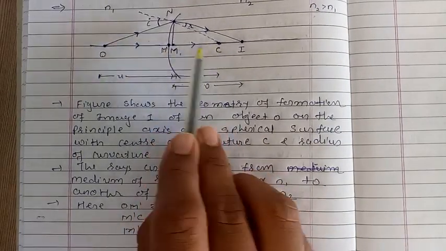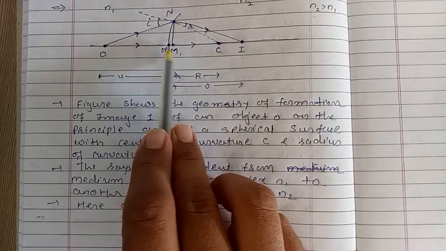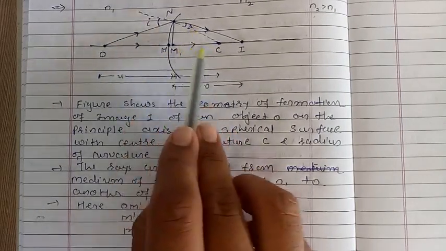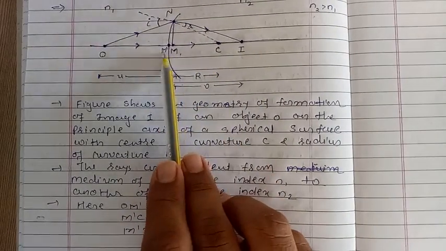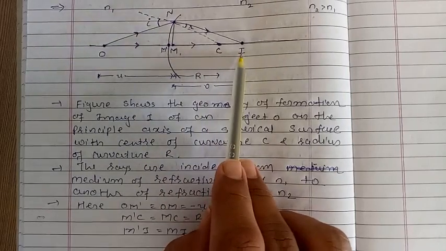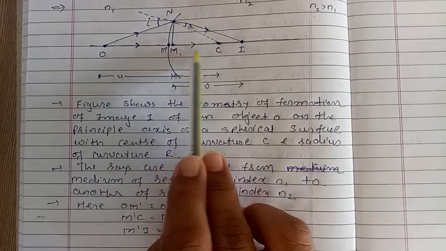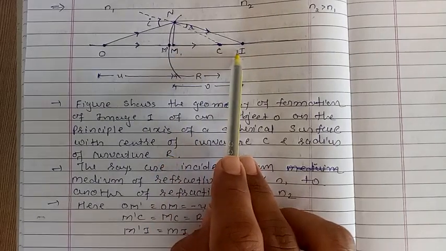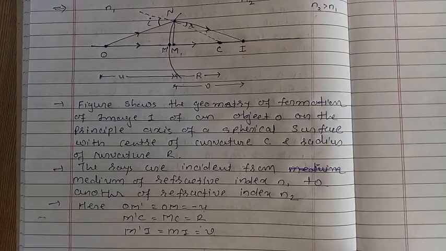M dash C or MC is the radius of curvature. Here this measurement is in the direction of the incident ray, so R is positive. Then M dash I or MI is the image distance. This is also in the direction of the incident ray, so V is positive. So this is our sign convention.